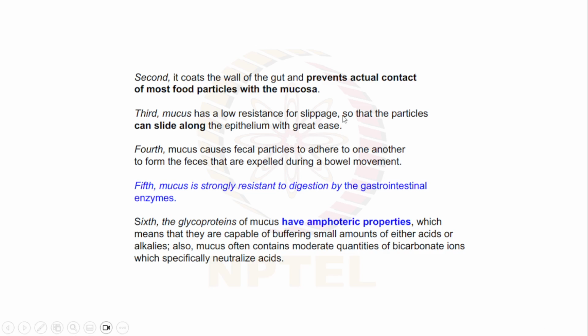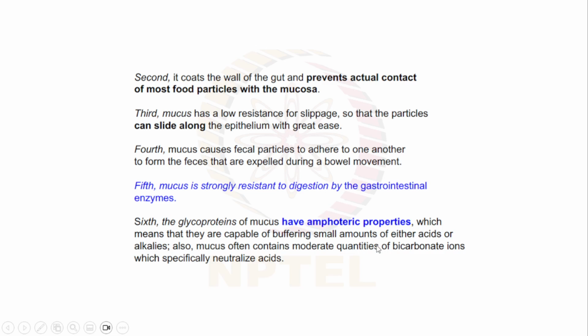Okay. So fifth, mucus is strongly resistant to digestion by the gastrointestinal enzymes. The very important function that mucus plays is it prevents the layers of the alimentary canal, the surface of the alimentary canal, from being digested or affected by the enzymes that are being secreted in the alimentary tract to digest the food. Okay, and the glycoproteins of mucus have amphoteric properties, which means that they are capable of buffering small amounts of either acids or alkalis.